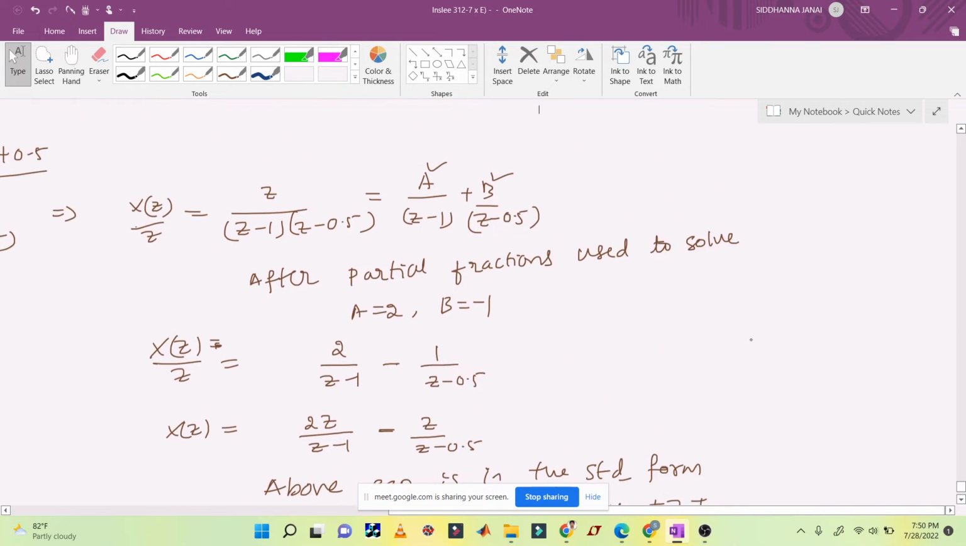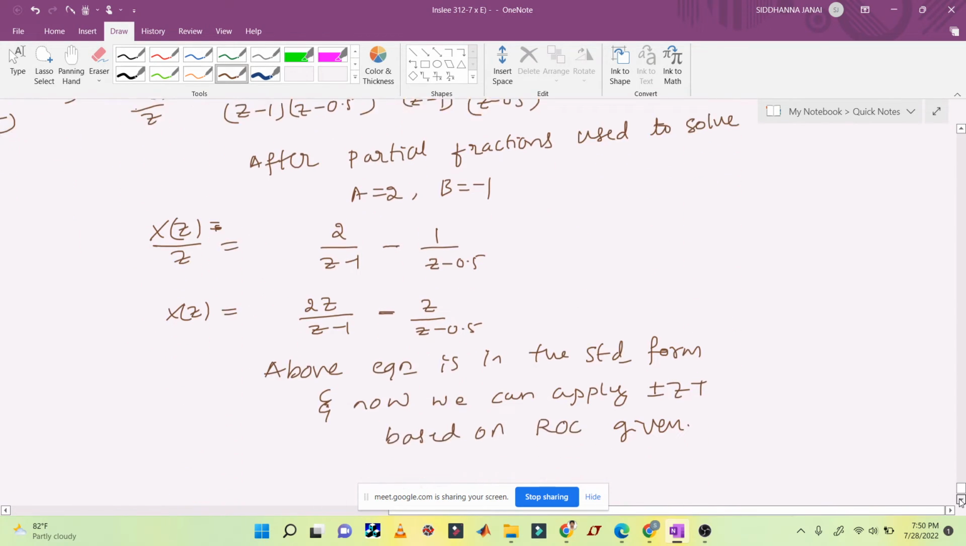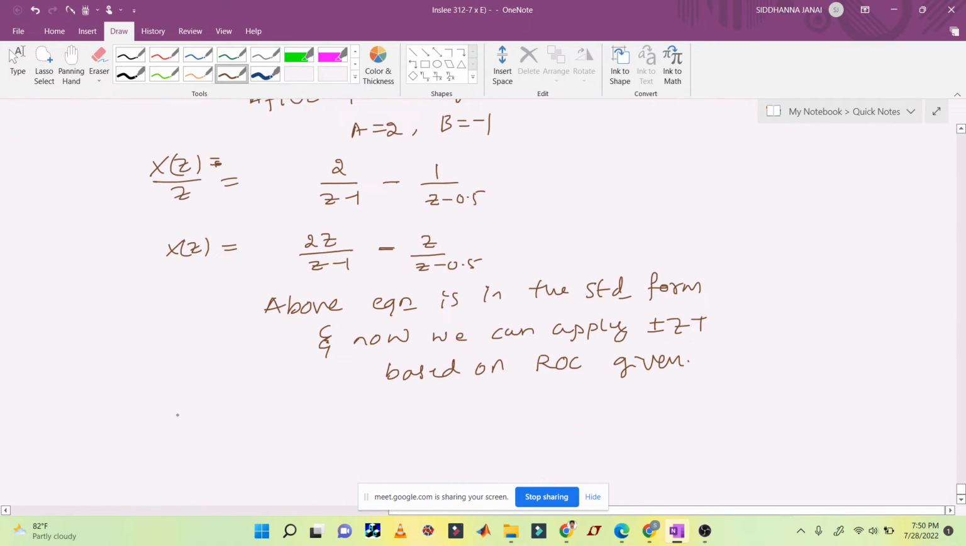Now we will look into three cases of ROC given. First one, Case 1, ROC magnitude of Z is greater than 1. That means Z is greater than 1. This implies Z is also greater than 0.5.